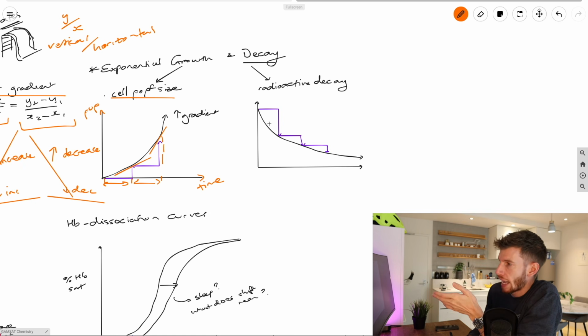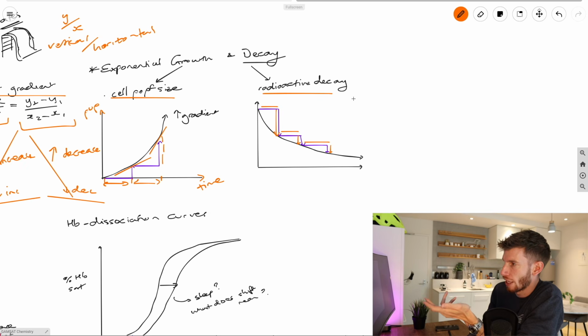Then exponential decay looks like the complete opposite. That one slopes down like a slide, and the same thing if we take even incremental jumps to the right, we can see that the jump down gets less and less each time. So this would be something like radioactive decay, for example.